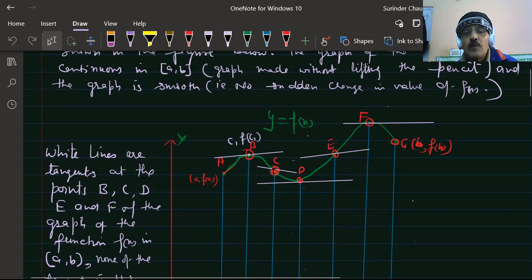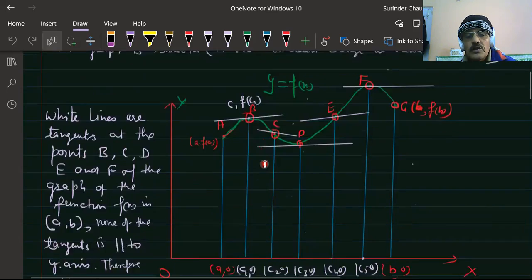If you draw tangents at these points, the graph will lie on both sides of the tangent. On one side it is concave downwards, and on the other side it changes to concave upwards. If it's concave upwards on one side, then it is concave downwards on the other. These are the points of inflexion. C and E are the points of inflexion of this curve.